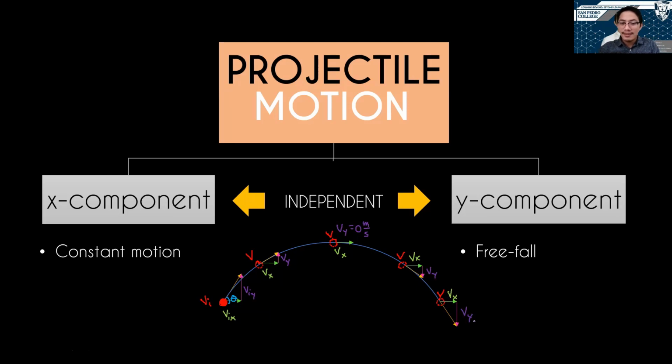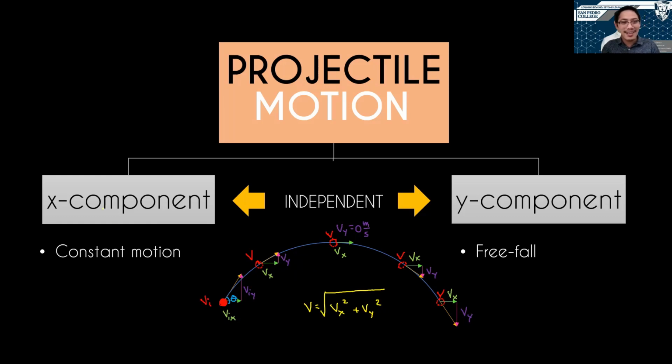As Kyrie said earlier, at any point in the projectile, the velocity is just the square root of Vx squared plus Vy squared. Right? Okay, now let's analyze the components. We have the horizontal component and the vertical component. They are independent, so we analyze them separately. They don't care about each other.